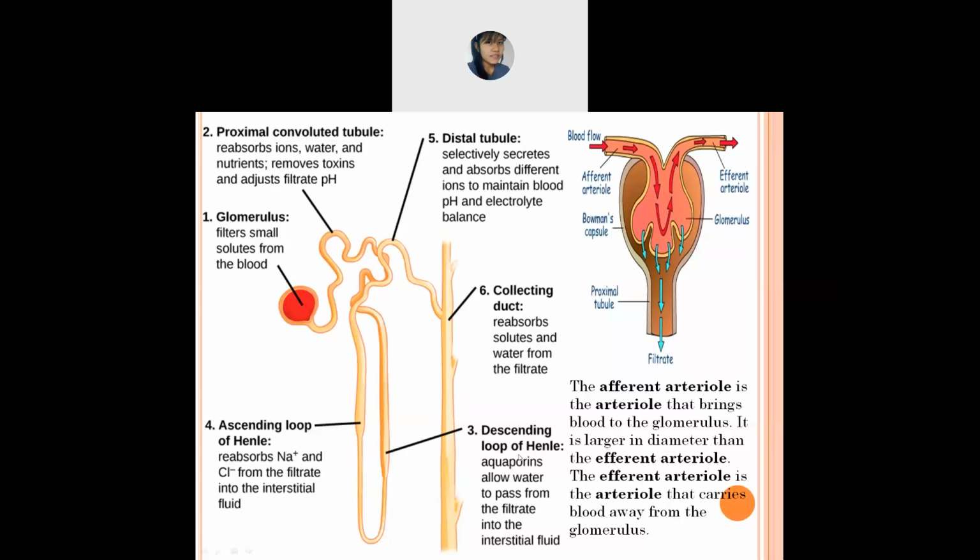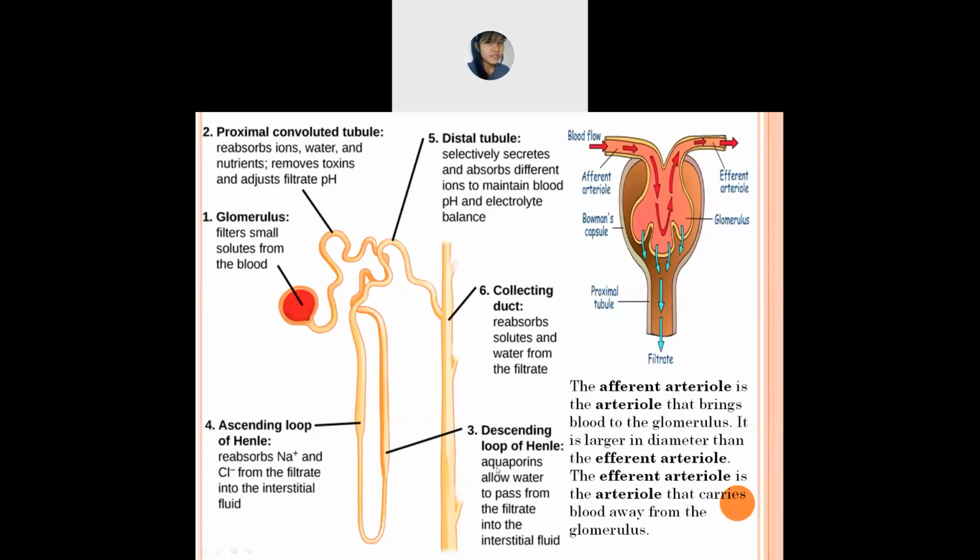Let's move to the next part. That is the descending loop of Henle. So in the descending loop of Henle, what will you get? In the descending loop of Henle, you'll get aquaporins.